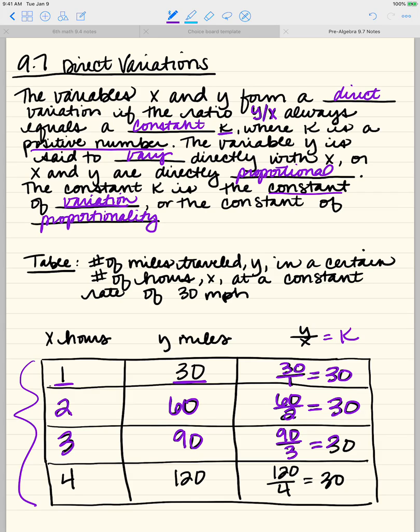90 divided by 3, y over x, gives us a constant of k, and then pretty sure you figured out what's going to happen here. We've covered 120 miles in a total of 4 hours, so our ratio of y to x is equal to 30, which is our constant rate of k.